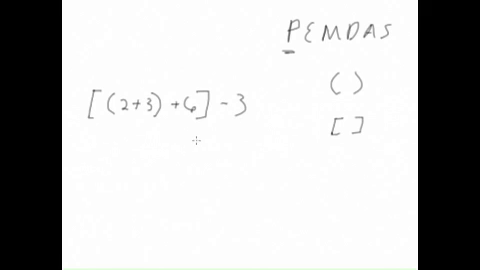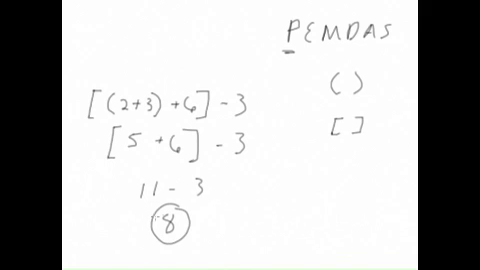Okay? What we want to do here when you have parentheses and brackets is we're going to work from the inside out. In this case, we have the parenthesis on the inside of the bracket, so we're going to do that first, which gives us 2 plus 3 equaling 5. Now we're going to rewrite it again. Bracket 5 plus 6, bracket minus 3. We're going to do what's inside the brackets now, following the order of operations. 5 plus 6 is 11 minus 3. 11 minus 3 is 8, and that is our final answer.